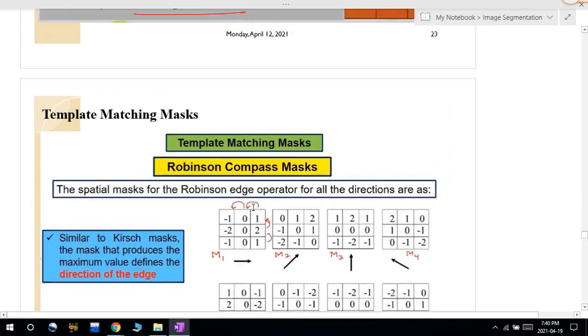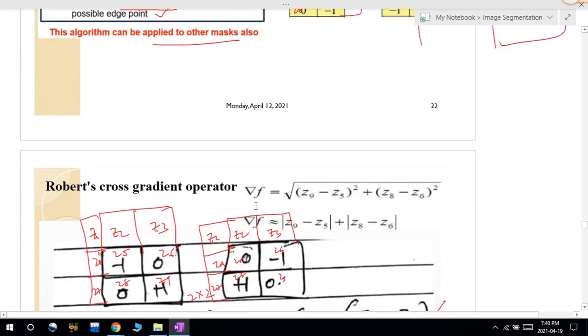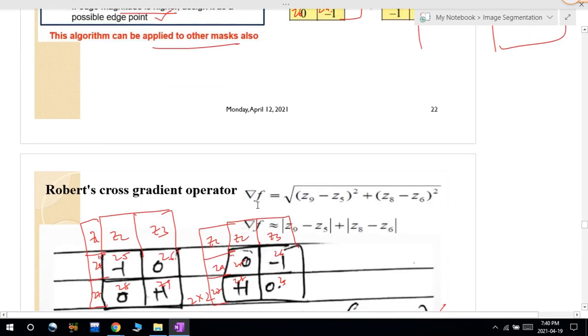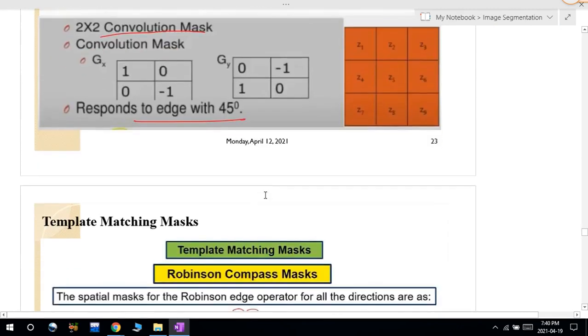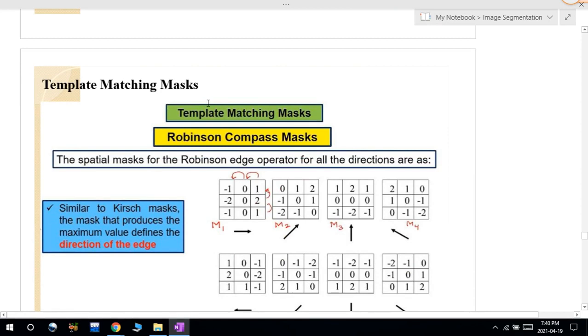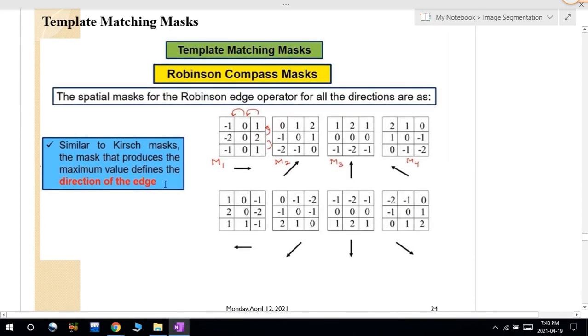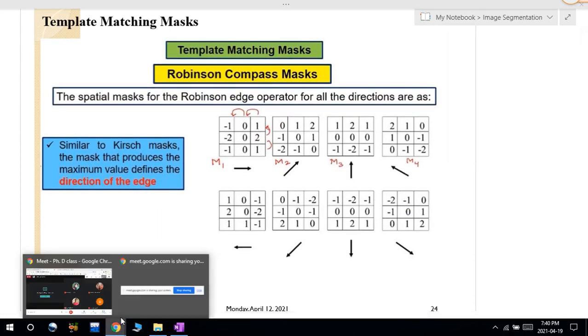So we have discussed all the edge operators, till now the first order edge operators: the Prewitt operator, Roberts operator and Sobel operator. The next topic is template matching masks. But before going to this topic, I will show one example.